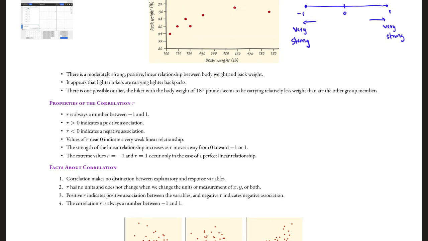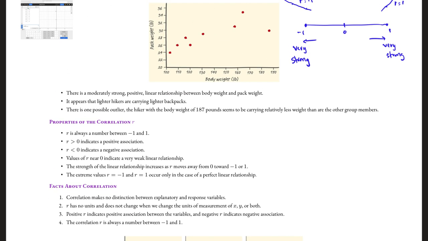Correlation makes no distinction between the explanatory and the response variable. What this means is that if we were to put the backpack weight on the horizontal axis and the body weight on the vertical axis, we would end up with the same correlation coefficient. R has no units and does not change when we change the units of measurement of x, y, or both. In this case, we measure the body weight in pounds, but if we were to measure the body weight in kilograms, the correlation coefficient remains the same.